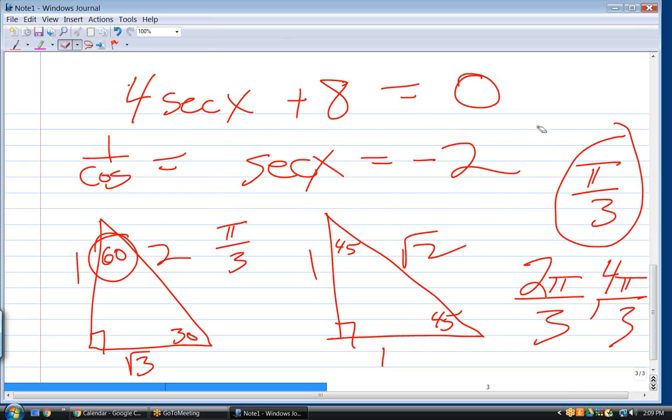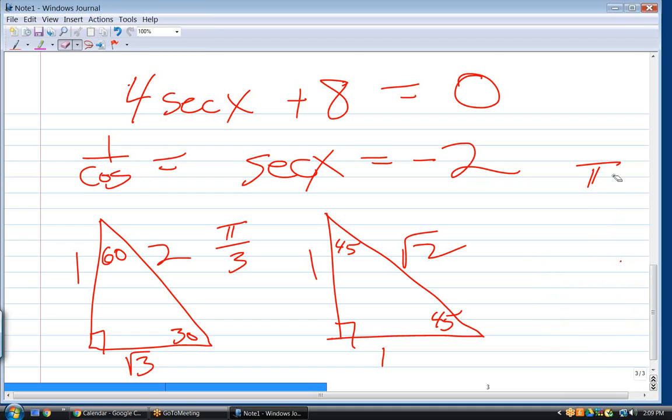Now, there are 6 trig functions. I tend to only focus on the 3 that are on your calculator: sine, cosine, and tangent. The other 3, which are the reciprocals, secant, cosecant, and cotangent, you can always get by just finding the reciprocal on your calculator. But I tend to think as 3 primary and 3 secondary. So when you give me a secant question, I'm going to look for cosine. Where is the cosine equal to 1/2?